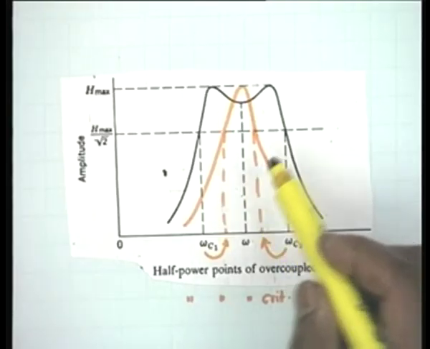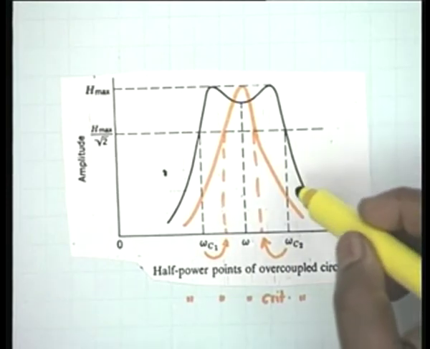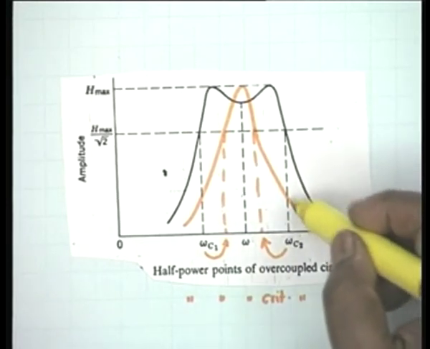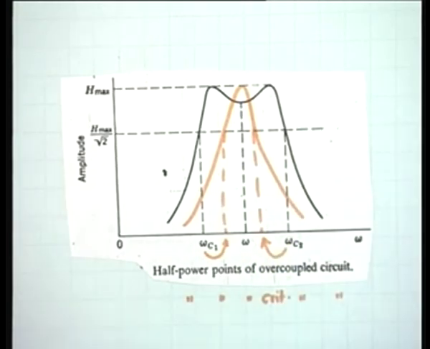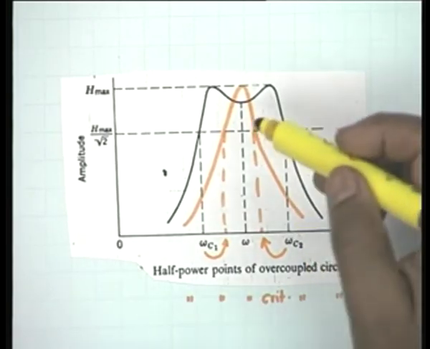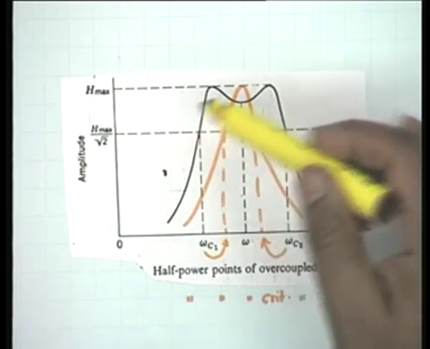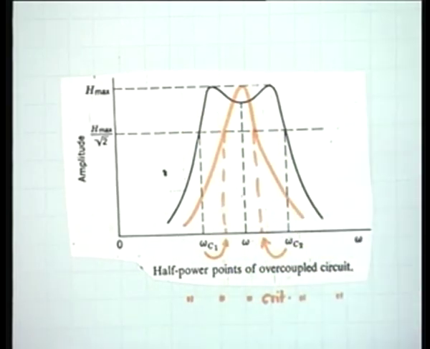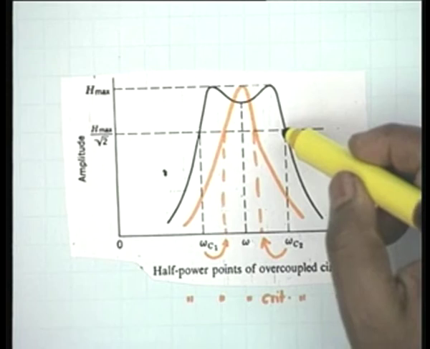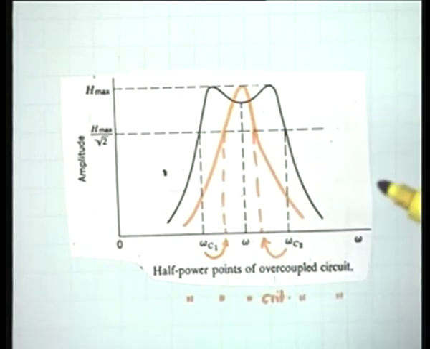Look at this now. I have shown two cases. The orange curve is critically coupled, and the black one is the overcoupled case. In both cases, one can find the half power points omega C1 and omega C2 by a geometric construction. What about this one, where it is critically coupled? Will the geometric construction work? Yes, it will still work.